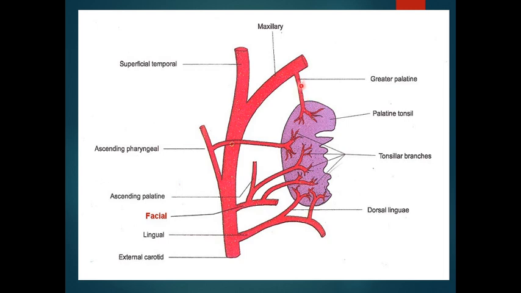Here are the branches. The branch of the maxillary artery, that is greater palatine artery. This is ascending pharyngeal branch. This is the other tonsillar branches of the facial artery.